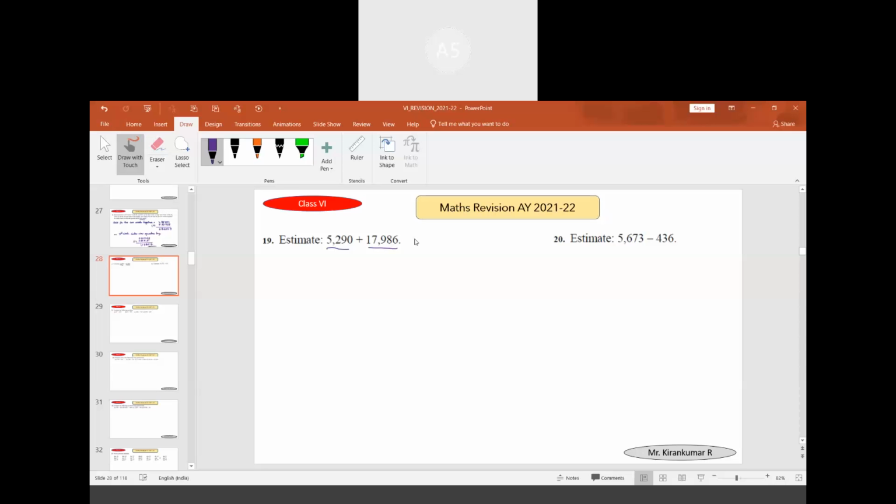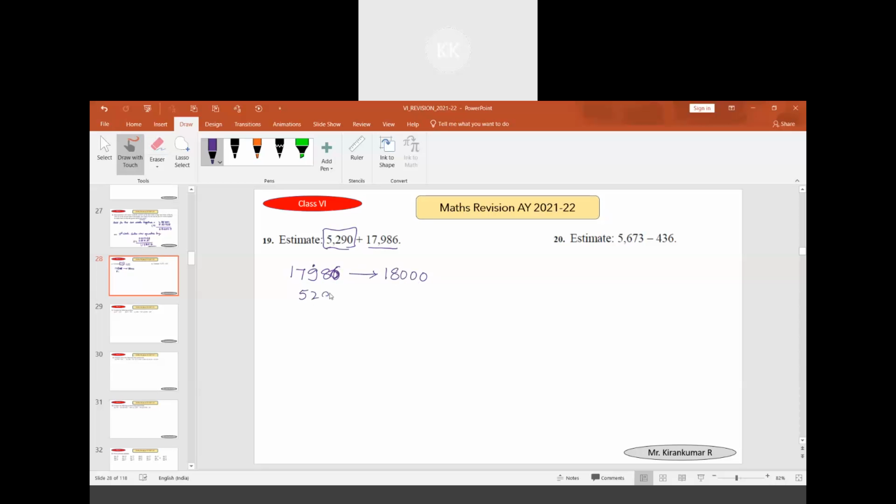We have to round both the numbers first to the nearest thousand. Here we have a 4-digit number, so we will estimate both to the nearest 1000. Because of the hundreds place, 986, we have to round it off to the nearest 1000. So this becomes 18,000. Very good.